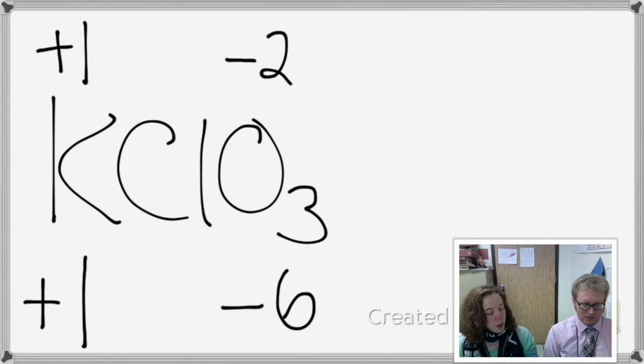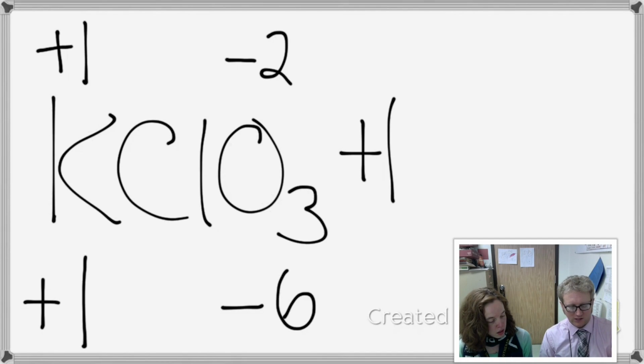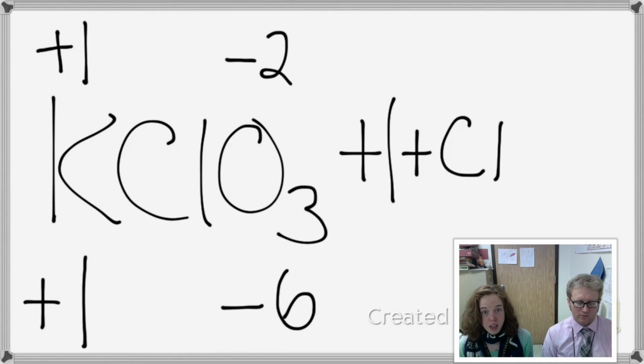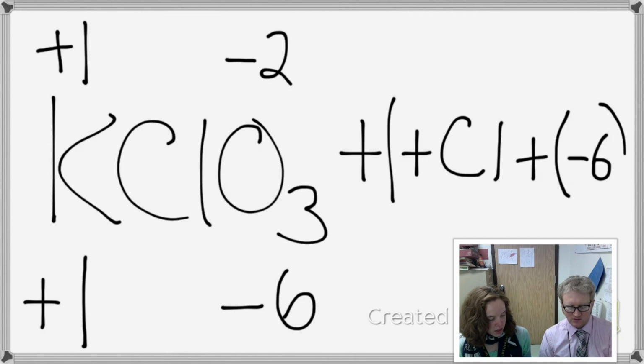So we know that plus 1, plus whatever chlorine is. We can just put Cl, use Cl like X, plus oxygen, which we know is negative 6. All of that has to equal 0.